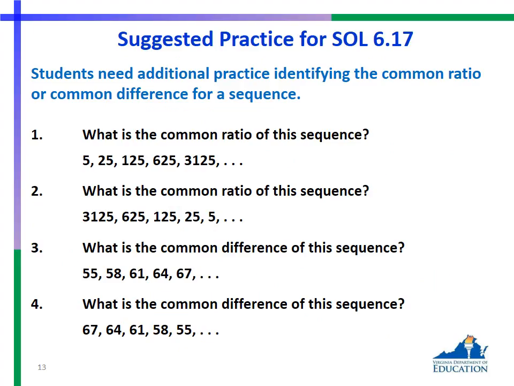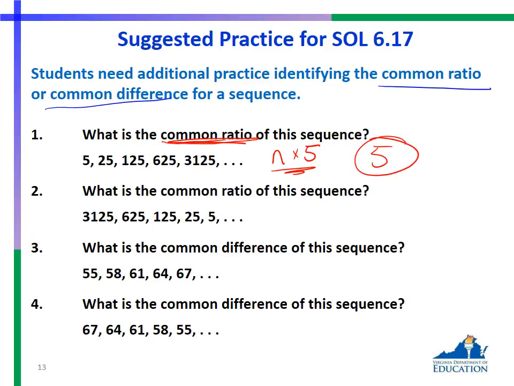So students need practice identifying the common ratio and common difference. Those are the 2 keywords for sequences. We have to identify what the common ratio is. The common ratio is telling you what number I am going to multiply by to get to the next number. 5 times what gives you 25? I can say the common ratio of the sequence is I'm multiplying by positive 5. So there's the rule: the common ratio is 5.